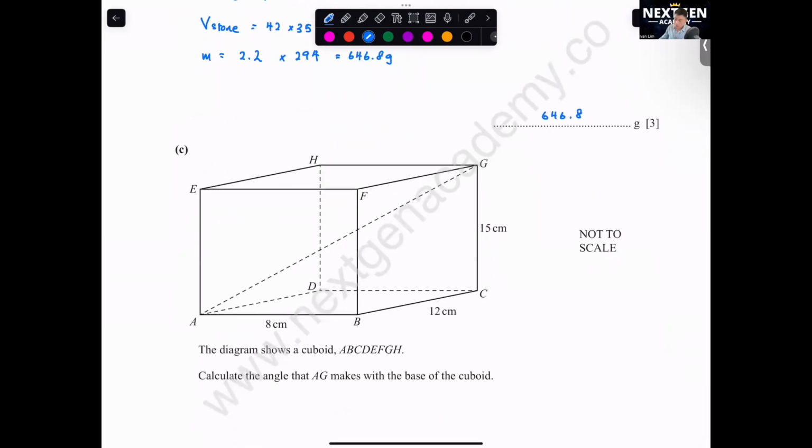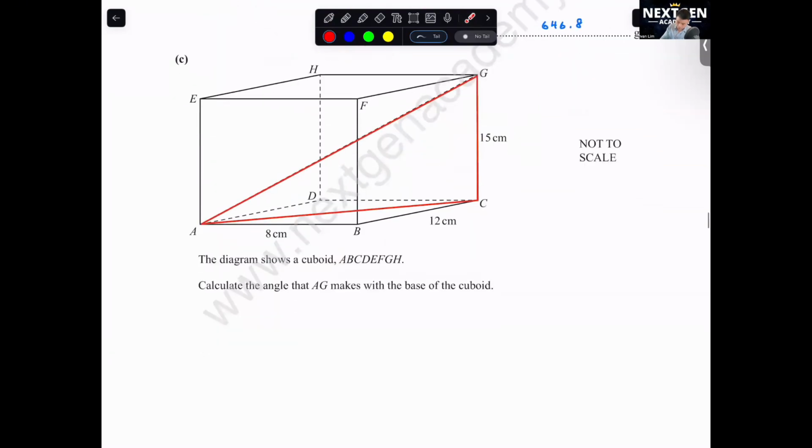Next one. This is a trigo question. Diagram shows the cuboid. Calculate the angle AG makes with the base of the cuboid. So the angle that we want to find is here. Okay, this will be with the base. So this is the triangle that we want. First thing, we have to find what is the length of AC. Can we draw it out first?